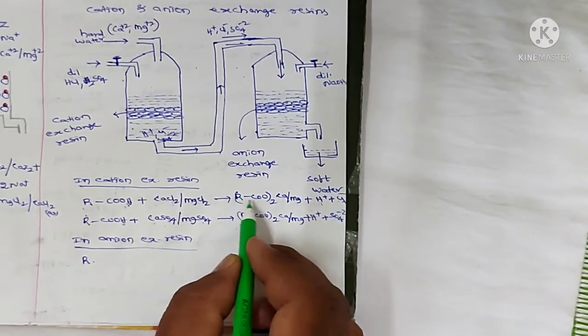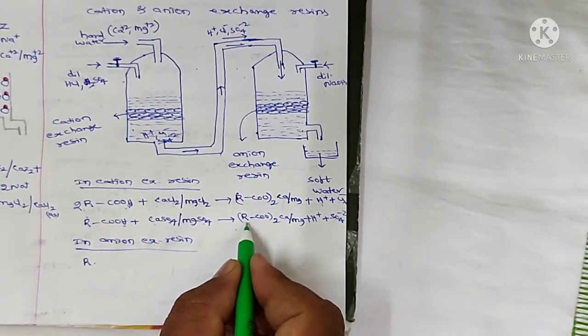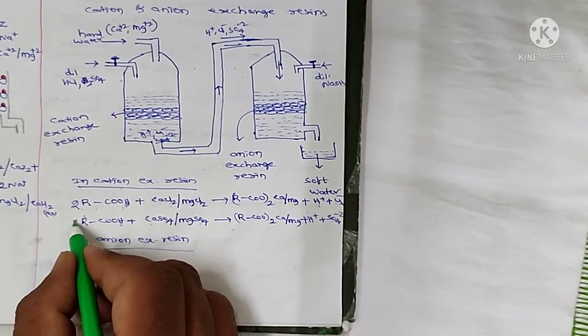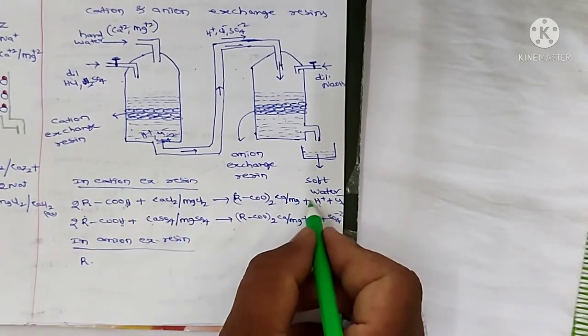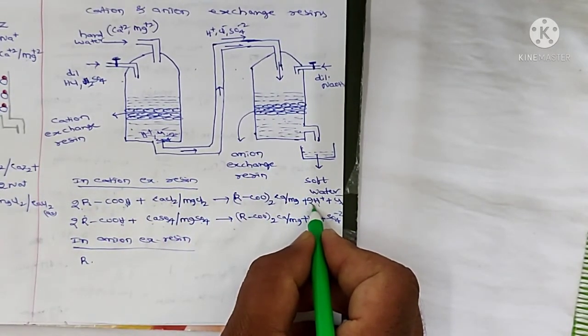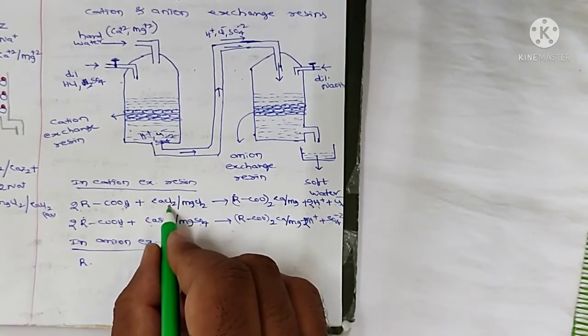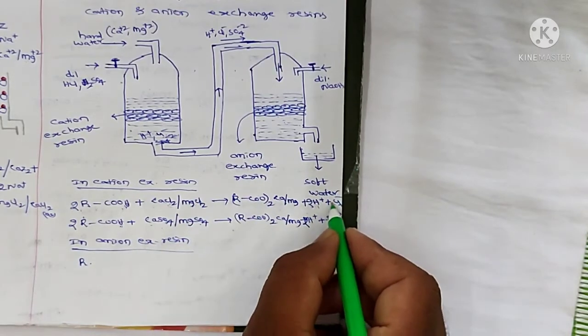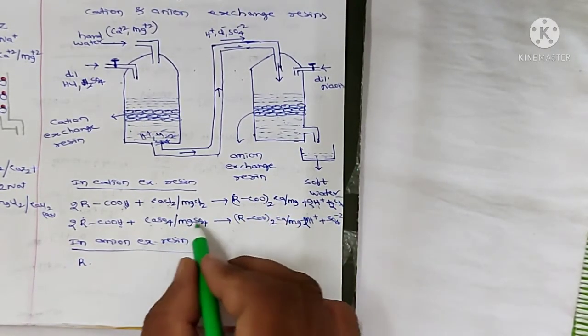So here 2 R, so let me take 2 here, and here also 2. Then the hydrogens 2, so let me take 2 here, and here also 2, and here chlorines 2, so let me take 2 here. Now it is a balanced equation.